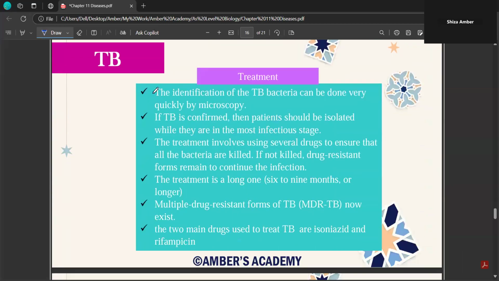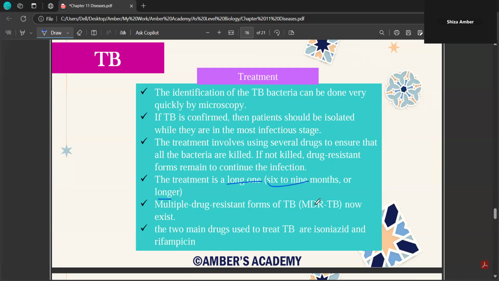Then the treatment: the identification of the TB bacteria can be done very quickly by microscopy. If TB is confirmed, then patients should be isolated, meaning they should be put into quarantine while they are in the most infectious stage. The treatment involves using several drugs to ensure that all the bacteria are killed. If not killed, drug-resistant forms remain to continue the infection. The treatment is long. It can range from 6 to 9 months or even longer.